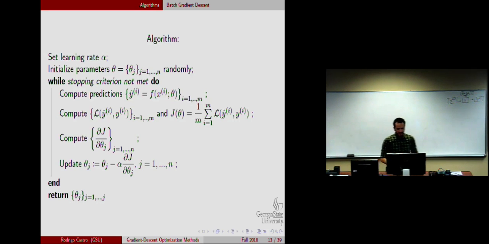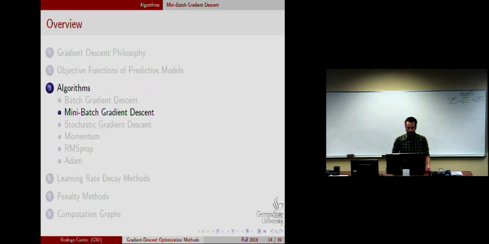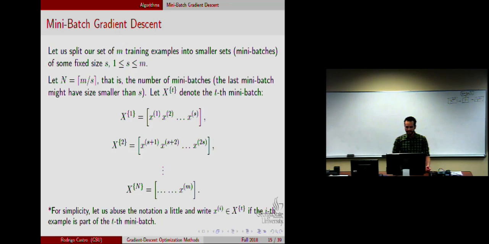Now there's an improvement on this, especially on batch gradient descent. If your training set is maybe 2,000 examples, it's still okay. But if it is more than that, for example 5 million, batch gradient descent will be super slow. So an improvement is mini batch gradient descent, where the idea is that we're going to split.